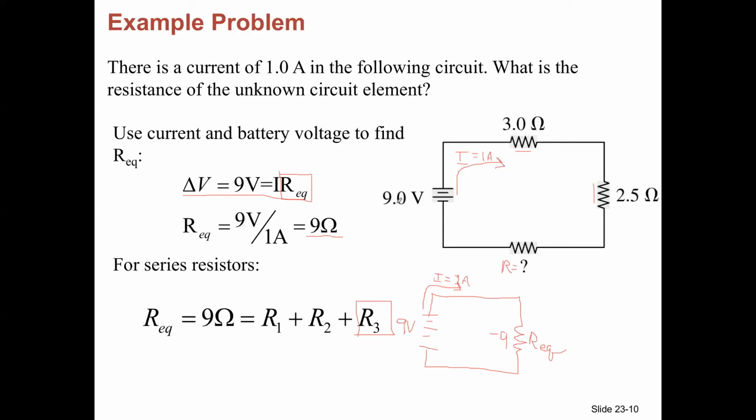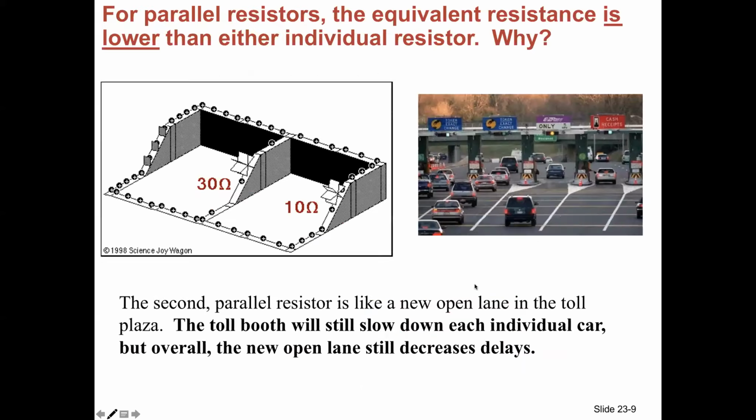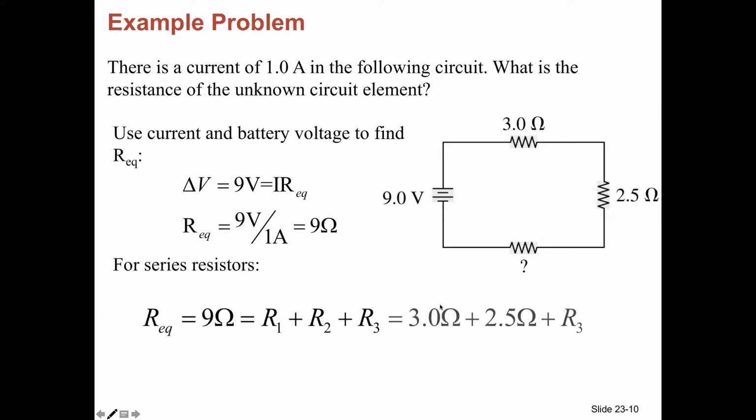So R1 is 3 ohms, R2 is 2.5 ohms, R3 is unknown, but if we add them up, we get 9 ohms total. Oops, sorry about that. Looks like I drew over this equation. Let me just reset the slide. So from here, we could solve for R3, and we realize it has to be 3.5 ohms.